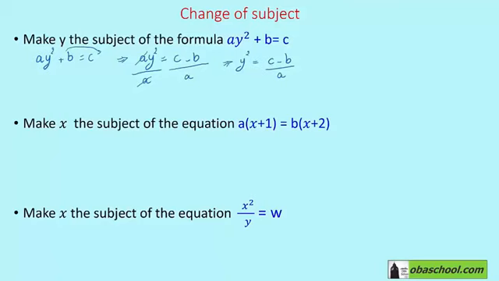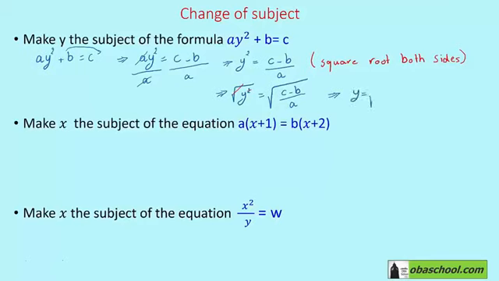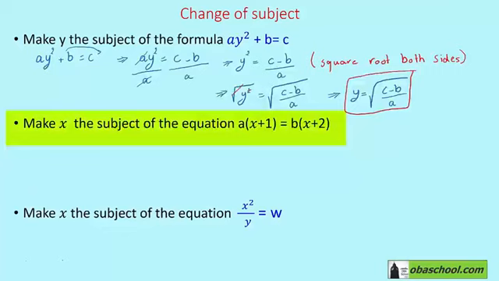Now we need to get rid of the square that is on top of the y, and that is done by square rooting both sides. The radical, the square root, will cancel the exponent 2 that is on top of y. So y is equal to the radical of c minus b over a. Let's move on to the second one.